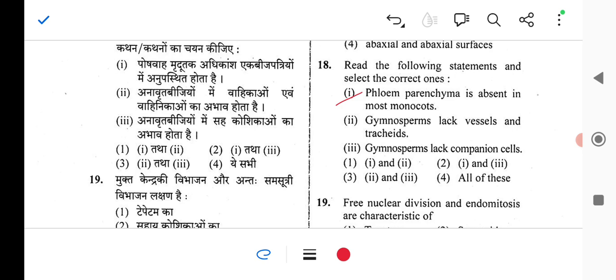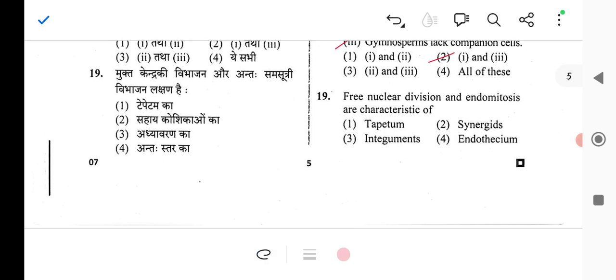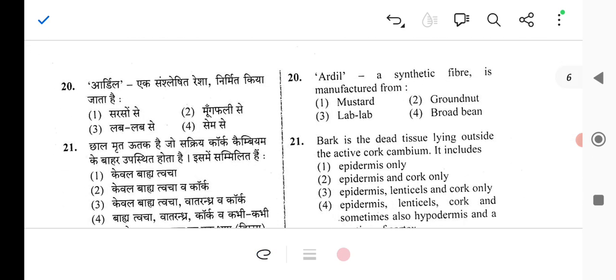Next: gymnosperms lack vessels and tracheids. This is wrong, tracheids are there. Third: gymnosperms lack companion cells. This is correct, so answers 1 and 3 are correct. Next: free nuclear division and endomitosis are characteristic of tapetum. Next: Ardil, a synthetic fiber, is manufactured from groundnut.